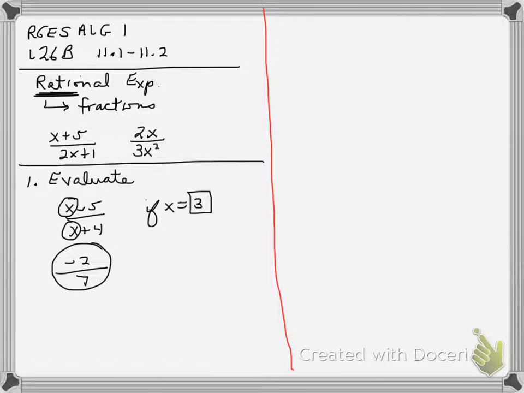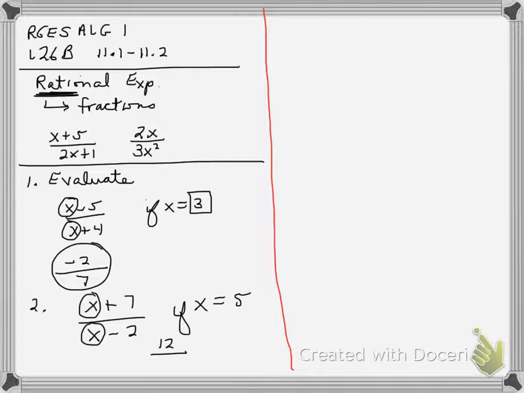Let me do one more for you. Let's say I want to evaluate this. x plus 7 over x minus 2. And I want to evaluate it if x equals 5. So again, every time I see an x, I'll plug in 5. 5 plus 7 is 12. 5 minus 2 is 3. Don't forget to simplify it, and that would be 4.